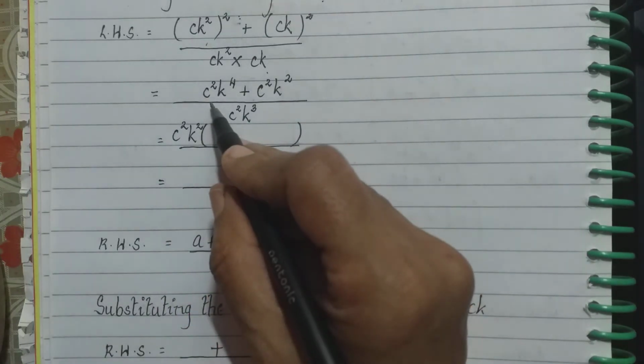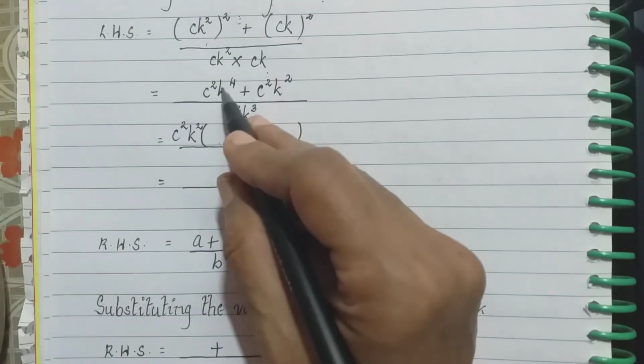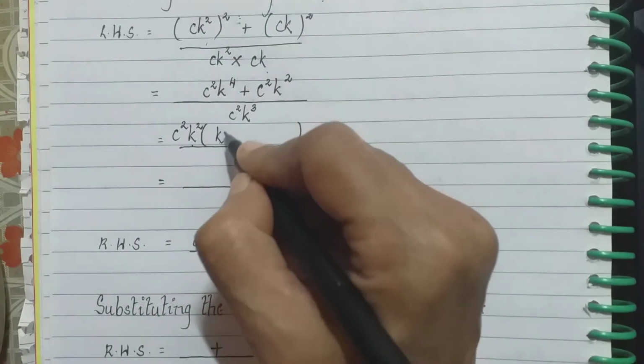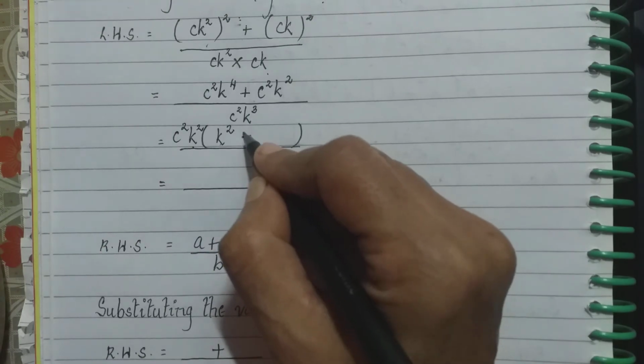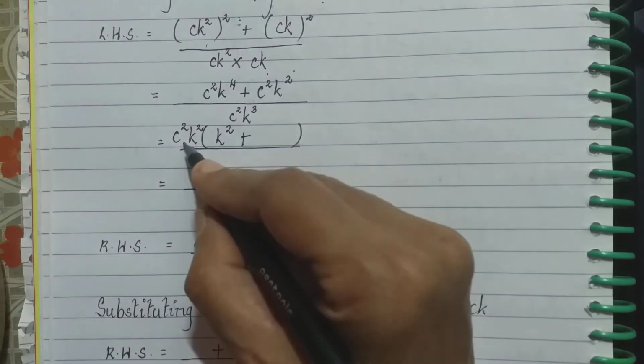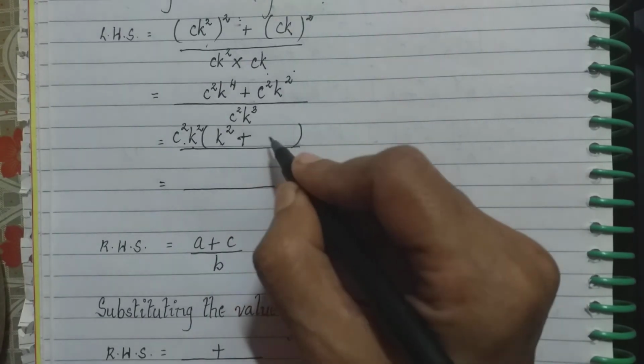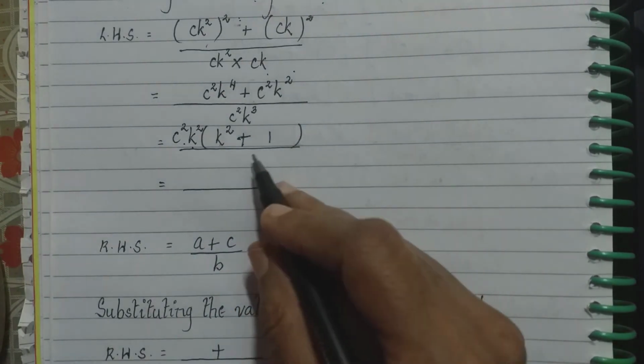Now when I take common, c square is already out. What is left here? K raised to 4. But k square is already out from that. What is left? K square. Plus from c square k square. Both c square k square is out. What is left? 1. Okay, this is done.